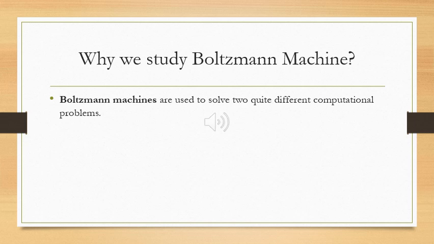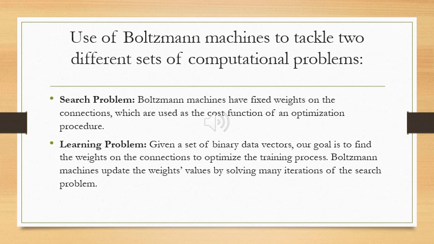Okay, so why do we study the Boltzmann machine? Because it can be used to solve two quite different computational problems. Let me explain the two categories in the following slide. Here is the use of the Boltzmann machine to target two different sets of computational problems. First are search problems. The Boltzmann machine can fix the weights on the connections, which are used as the cost versions of the optimization procedures.